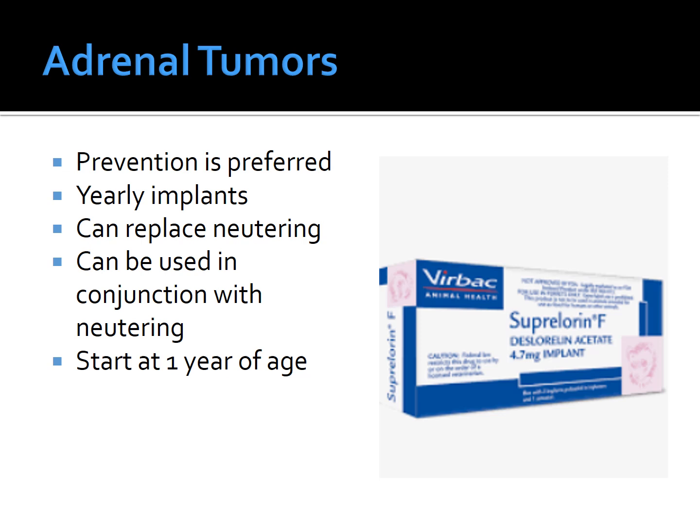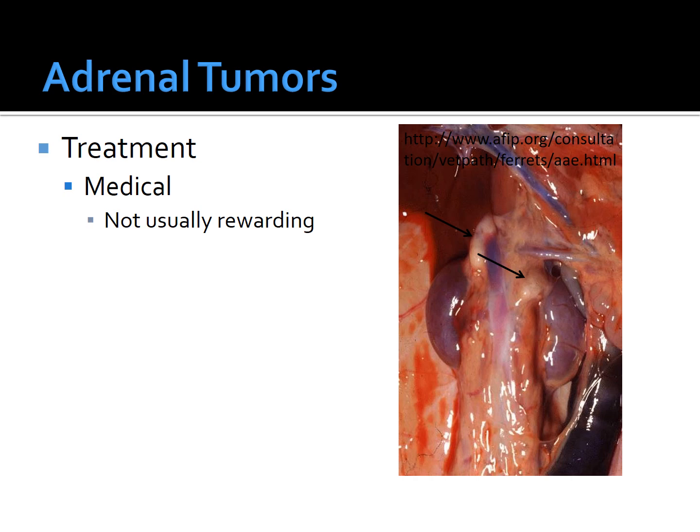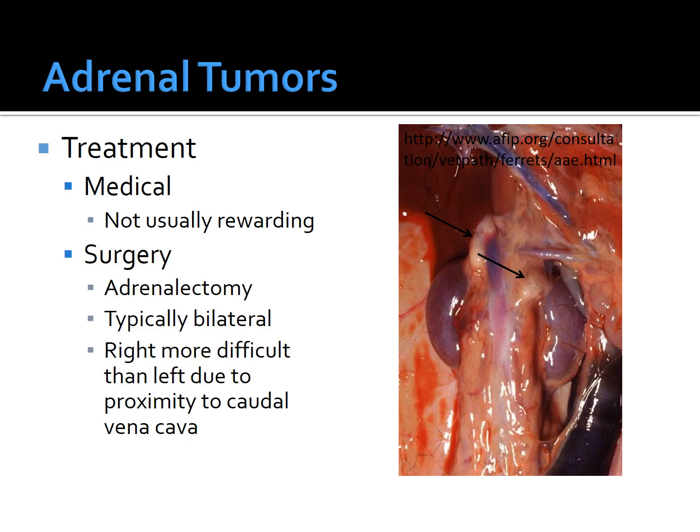With the adrenal tumors, prevention is preferred. You can actually give an implant that will cause basically a chemical neutering. You can use this in conjunction with surgical neutering, and you can start this as soon as 1 year of age. The treatment can be challenging. Surgery is probably the best treatment. You're going to typically remove both of those adrenal glands because this is often bilateral.